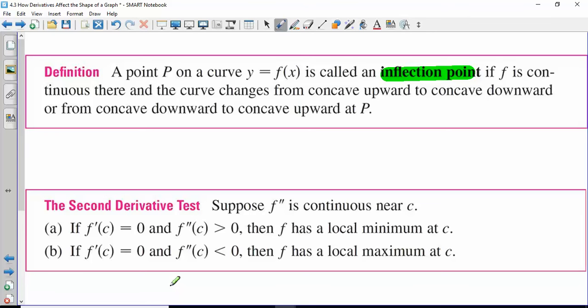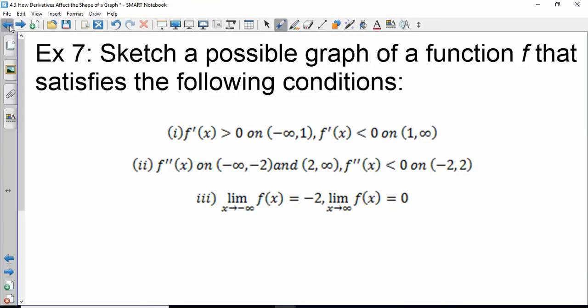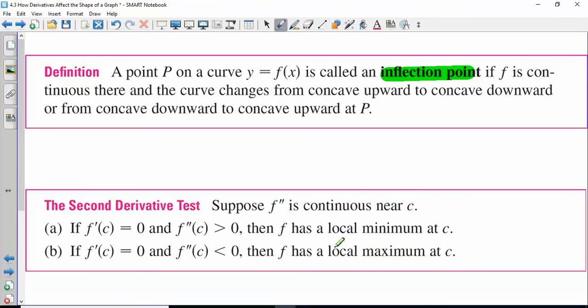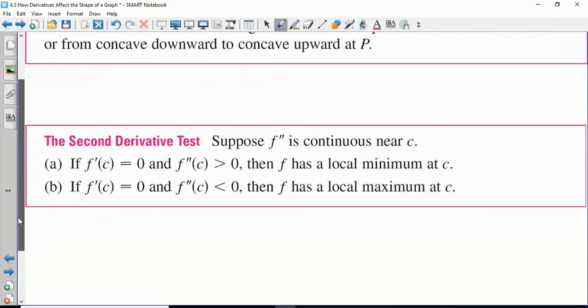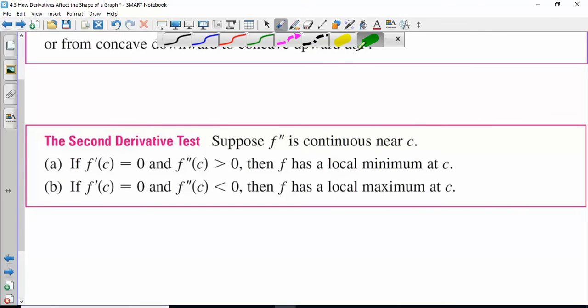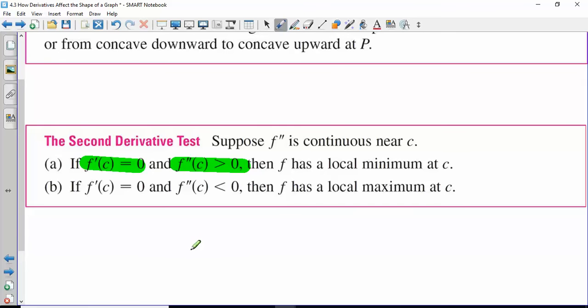This leads us to our second derivative test. So first derivative test we use to tell maximums and minimums. Second derivative tells us if the first derivative is 0 and the second derivative is greater than 0, it's a local min.